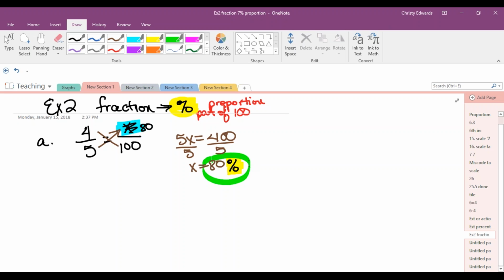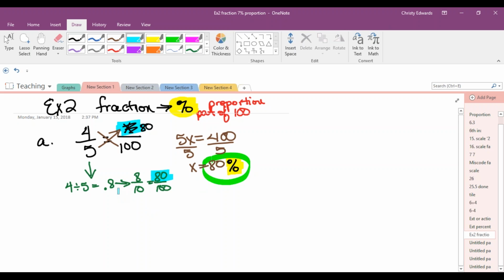Okay. Ryan says you could do 4 divided by 5. Ryan, what does 4 divided by 5 give you? 0.8. How do you know that's 80%, Ryan? Do you think it through like this? 8/10, which is 80/100ths. Therefore, the 80 is the percent because it's 80 out of 100.